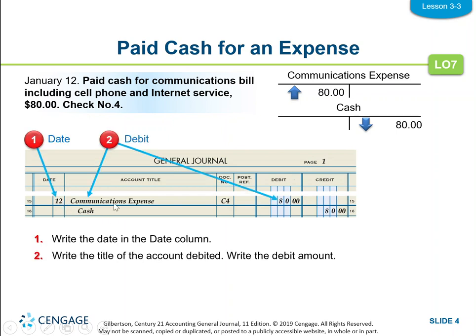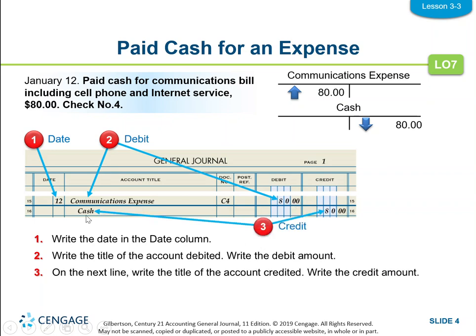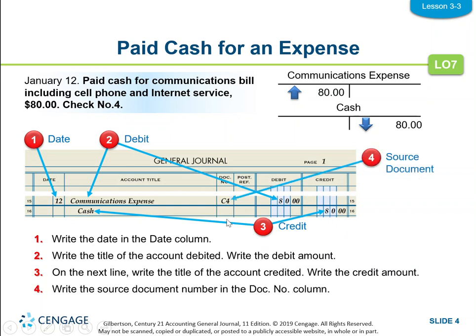So again, we write the date. We write the debit account title, communications expense, the debit amount, $80. We indent, we write the credit account title, cash, and the credit amount, $80. Last thing we put is the source document. Check 4 is abbreviated C4.